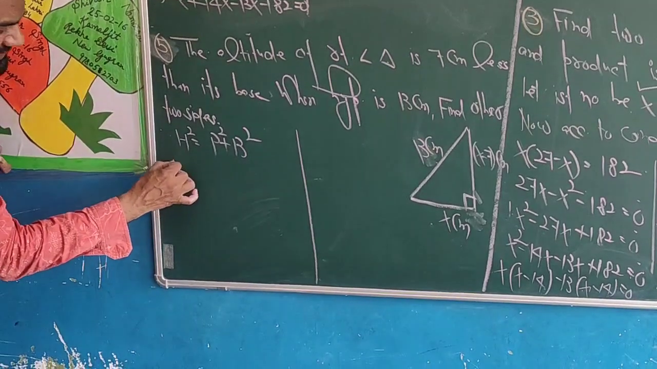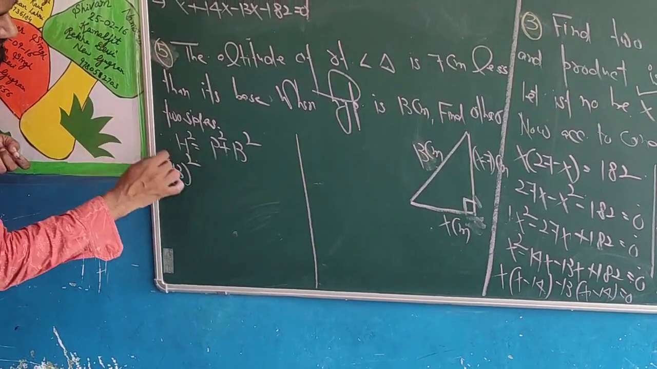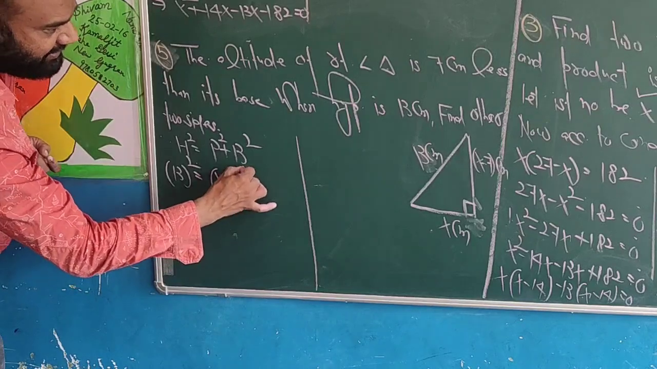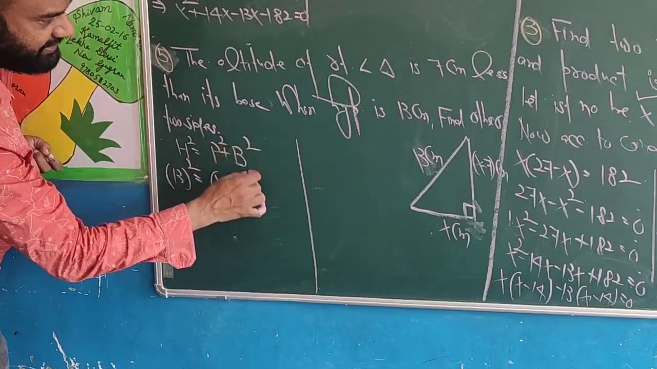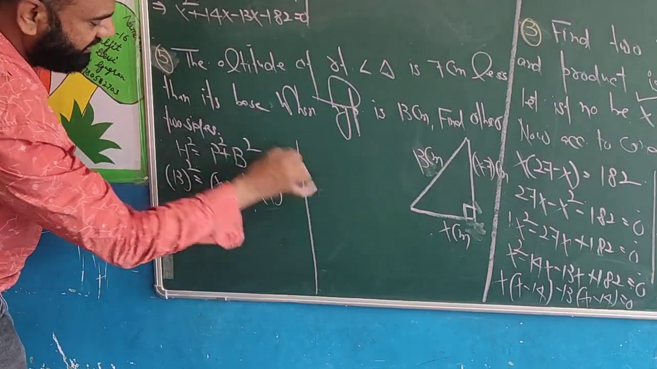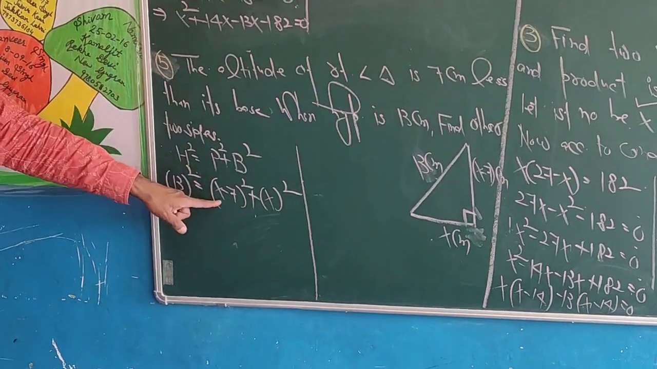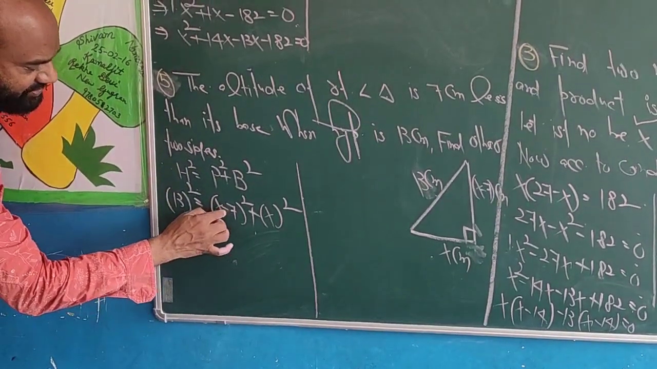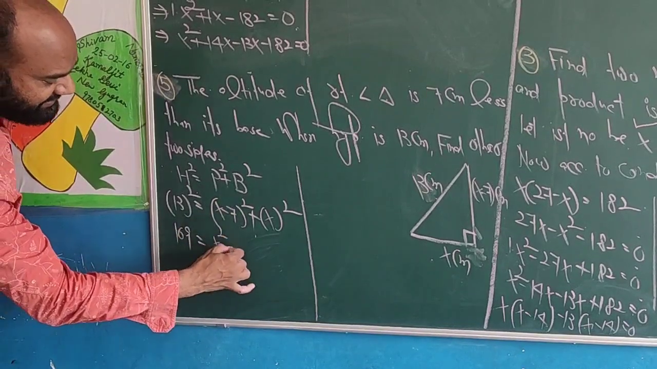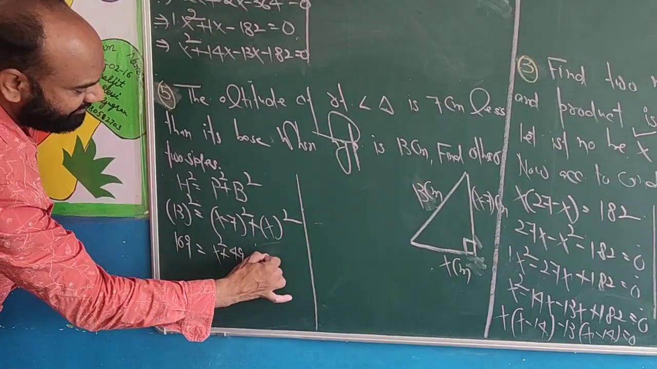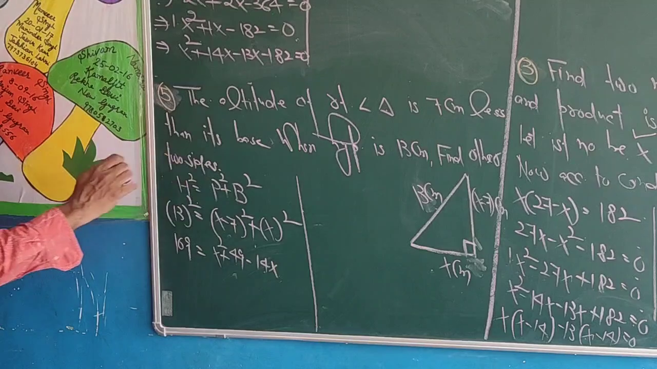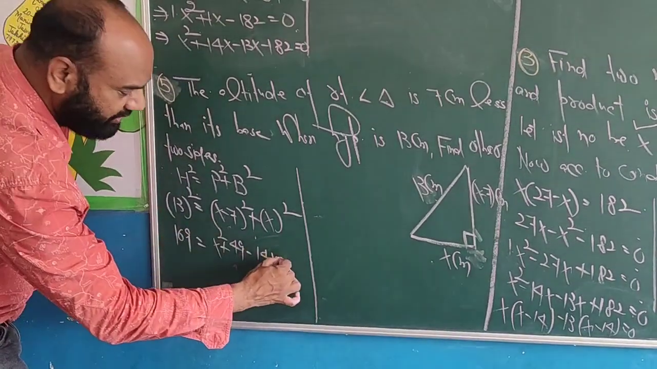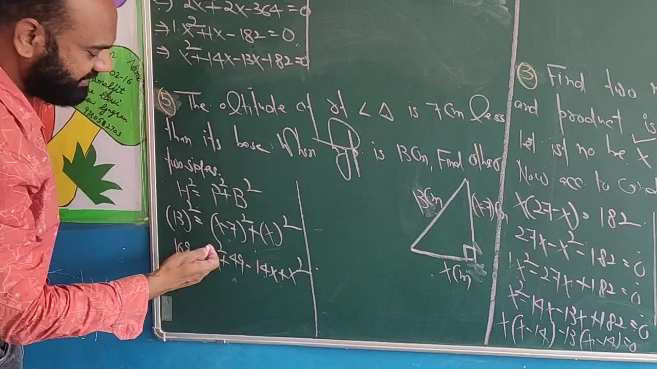So hypotenuse is 13, which is 13 square, and perpendicular is x minus 7 square, and base is x square. Means 13 square equals (x minus 7) square plus x square, which is 169. So by solving this, using (a minus b) whole square, which is a square plus b square minus 2ab, and plus x square.